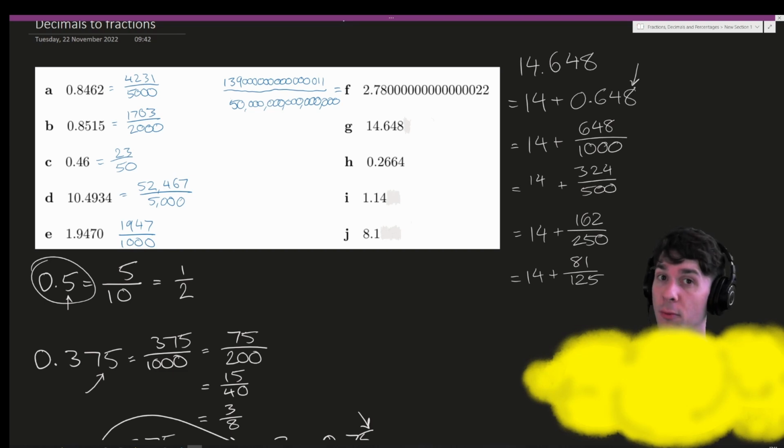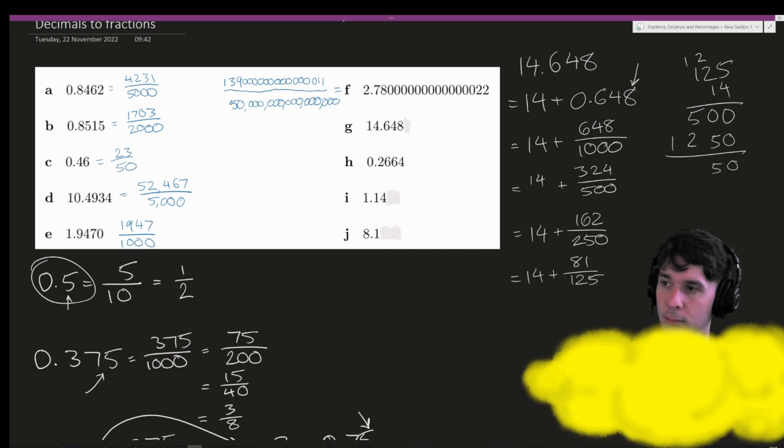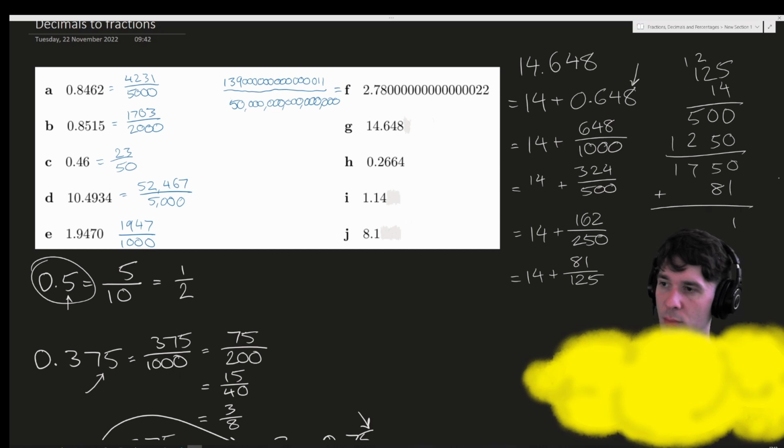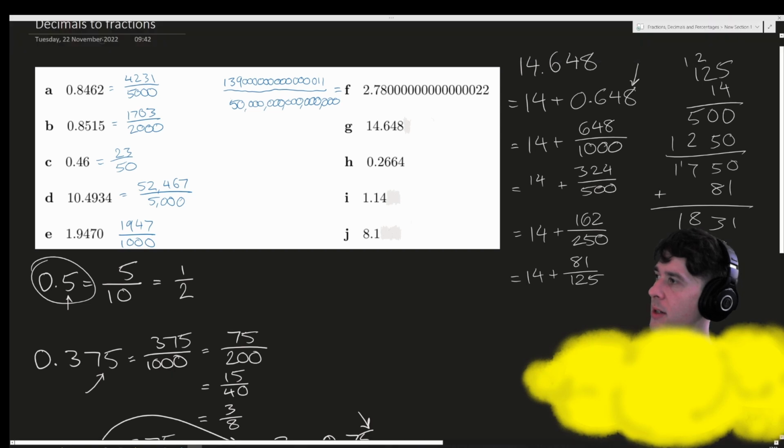If we wanted to convert that from a mixed number to an improper fraction, we would add on to the numerator of 81, 14 times 125. Now, I like improper fractions more, so I'm going to do that. So we add 81 onto that, and we get 1,831. So our final answer will be 1,831 over 125.